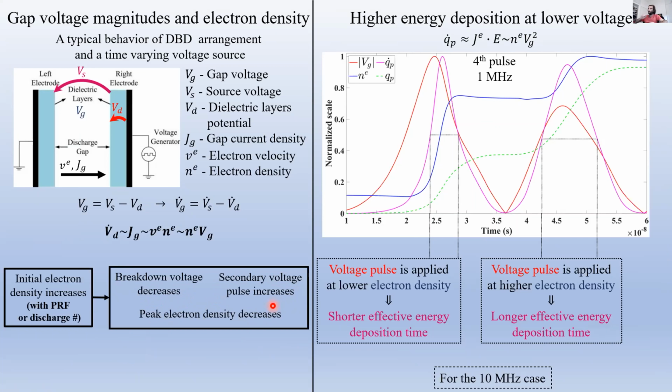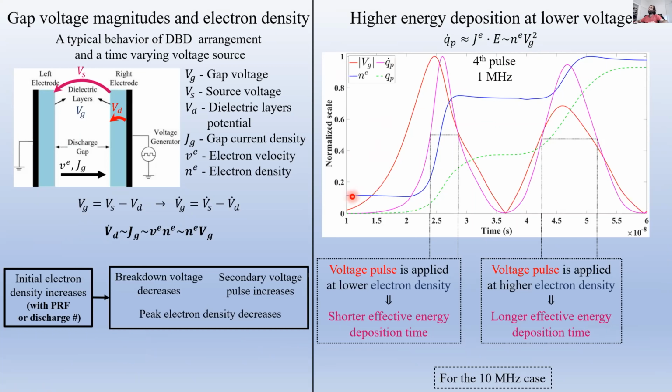Now, the other part, which again I think is a bit more interesting, is the higher energy deposition at lower voltages. So why does it happen? If you consider that the coupled power is mainly the electron joule heating term, we can say it's proportional to the electron density and the square of the gap voltage. Now, we can see here the fourth pulse 1 megahertz case. In normalized form, we can see all the square related quantities.